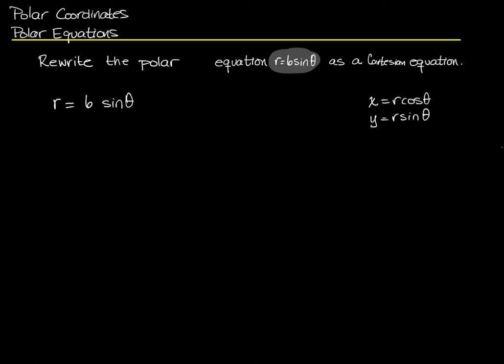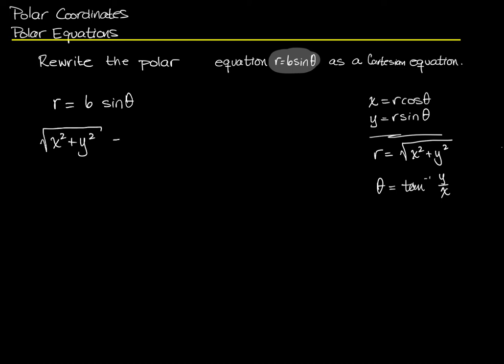And then one thing that I can do is remember that r is equal to the square root of x squared plus y squared, and theta is equal to the inverse tangent of y over x. And I can try just doing that substitution. Let's go ahead and try that. R is equal to the square root of x squared plus y squared, so my left-hand side becomes the square root of x squared plus y squared. And then I have on the right-hand side 6 times the sine of theta, where theta is the inverse tangent of y over x.